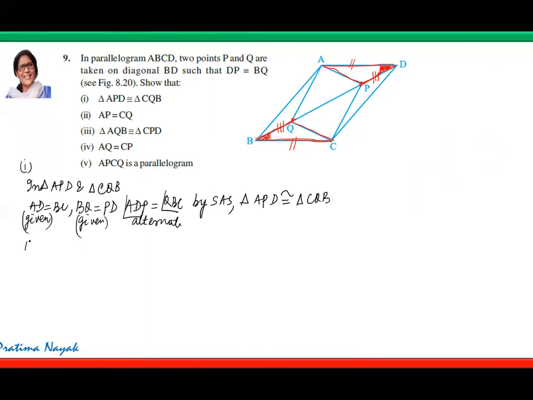Coming to the second one. Second one is AP is equal to CQ. How will you prove that AP is equal to CQ? That is CPCT. AP is equal to CQ by CPCT.